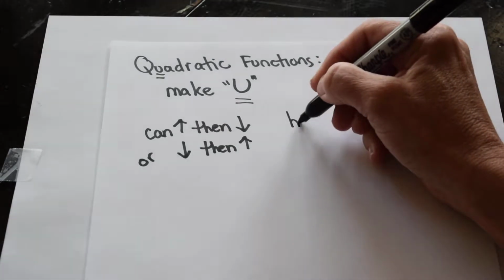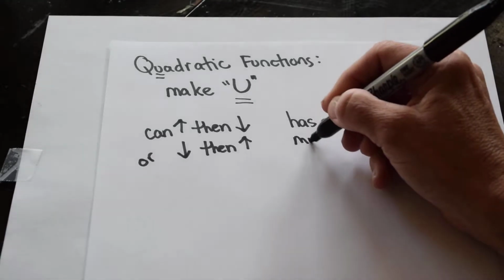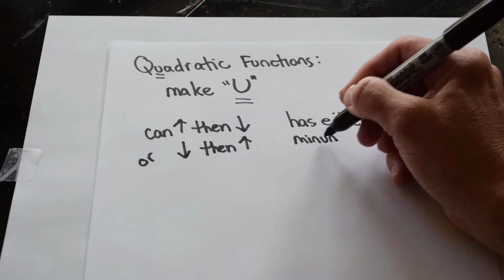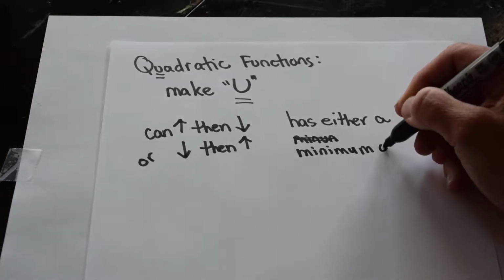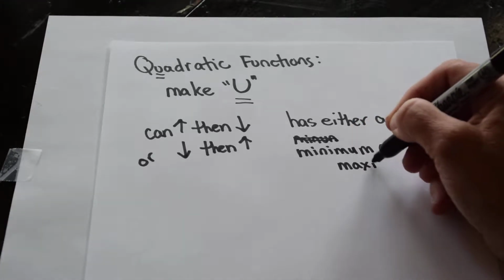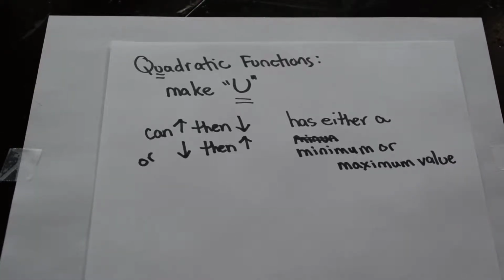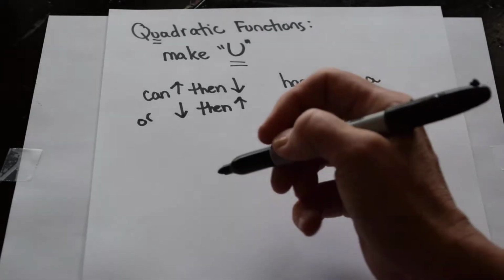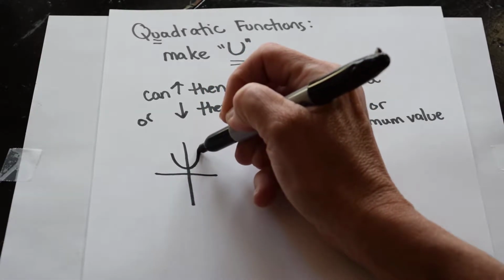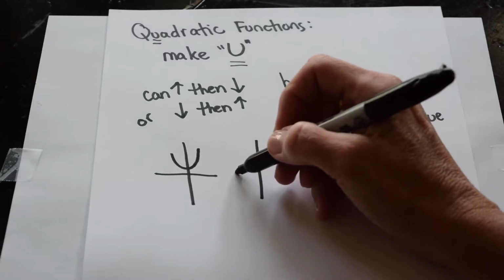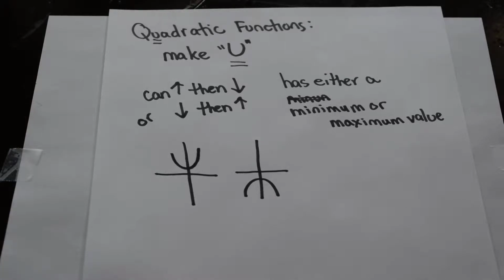It has either a minimum, I can't spell, minimum, or maximum value. So it's got either or. It will look something like this. Remember, it forms a U. Or it's going to look something like this. And remember, we said you can't go this way. So it's going to either open up or down, never sideways.